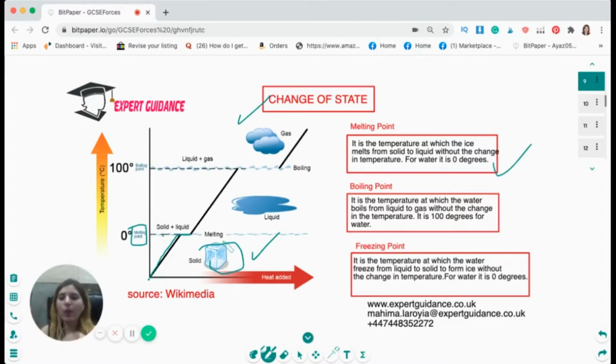Now after all the ice has melted, the temperature goes up again, because I need to now convert it into a liquid, and the liquid to a gas. Now once it is melted, the temperature again increases.